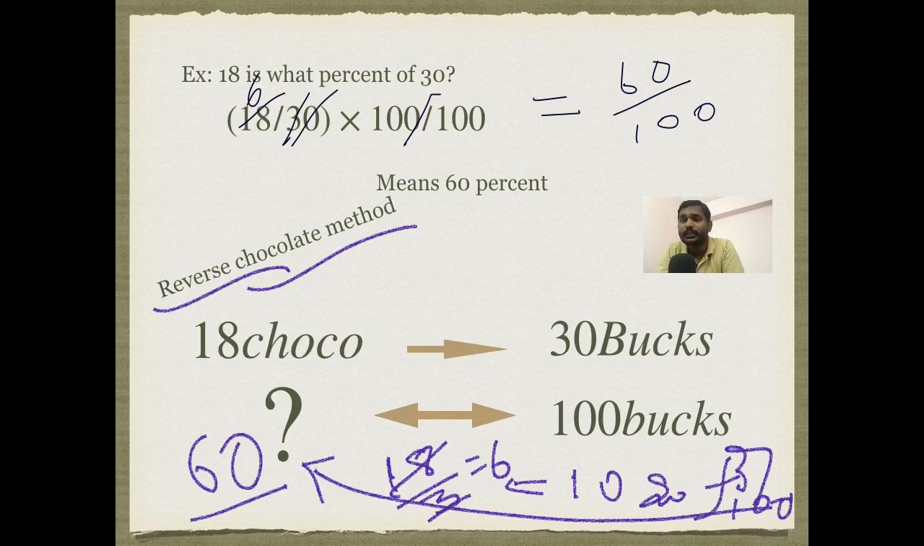Say 18 chocolates cost 30 bucks. So for 100 bucks, how many chocolates can we get? First of all, let's go for 10 bucks. For 10 bucks, you get 6 chocolates. For 100 bucks, you get 60 chocolates. So it is 60%.